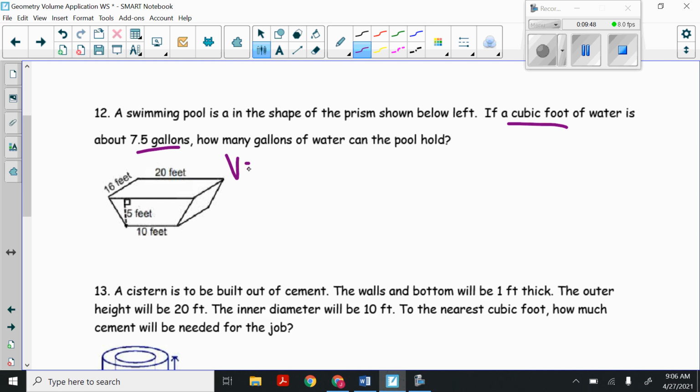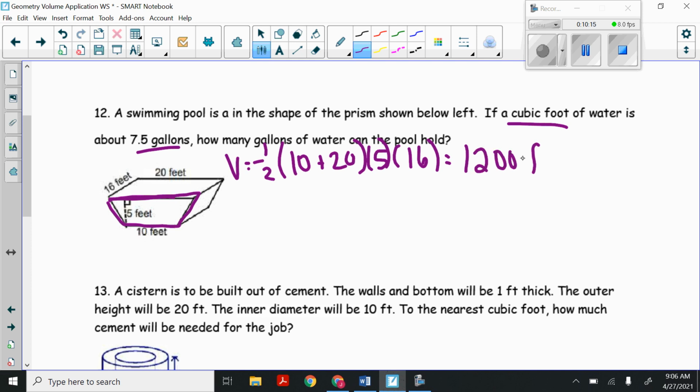So the volume is the area of the base. Notice though that my base is a trapezoid. So remember, to find the area of a trapezoid, our formula is 1/2 times base 1, so the top base is 10, plus base 2, 20, times the height of the trapezoid, which is 5. All of that times the height of the entire prism, which is 16. When we multiply all of that together, we find that that is 1,200 cubic feet.